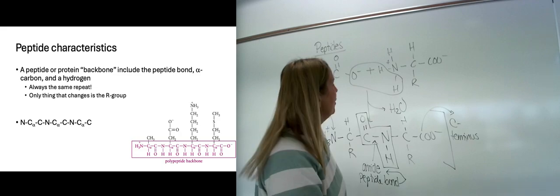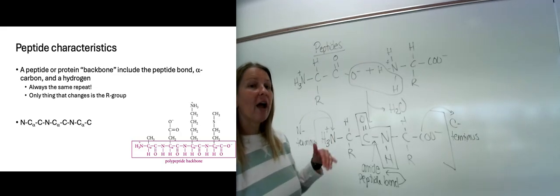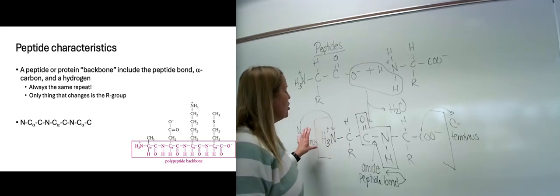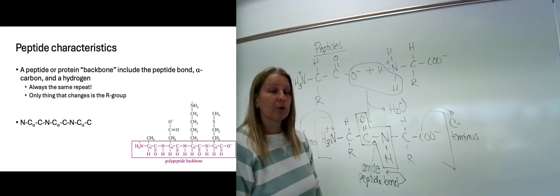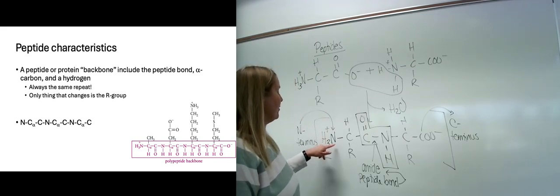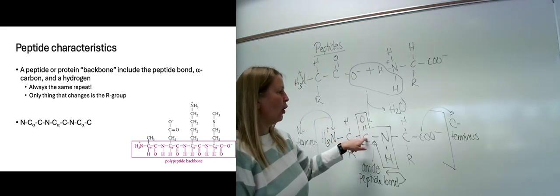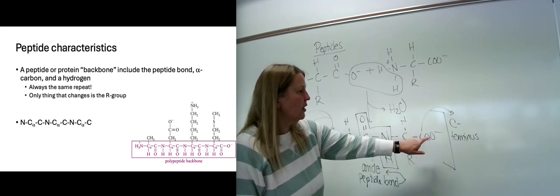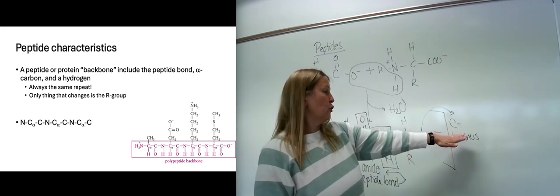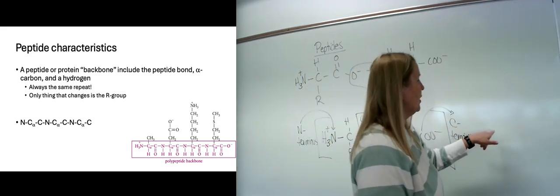If we take a look though, regardless of what you have in your oligopeptide, your backbone will always be the same, because remember, every single amino acid always has an NH3, an alpha carbon, and a carbonyl. N, C alpha, carbonyl. If I drew another to make this a tripeptide, N, C alpha, carbonyl.